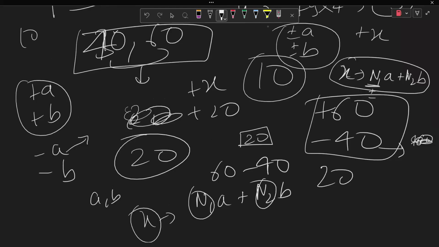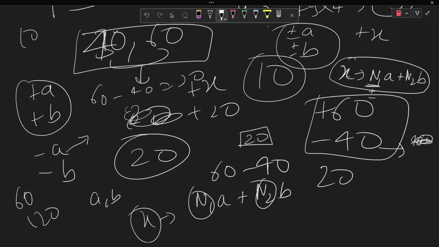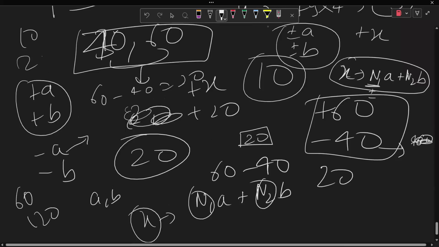But here, if you try, you cannot form 10 just using 40 and 60. If you do 60 plus 60, it would be 120. Like 60 minus 40 is 20, but you can try your combinations, the minimum value that you can do is the GCD of both of them, which is 20. You cannot do 10 by just using 40 and 60.